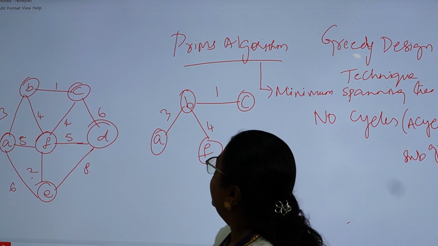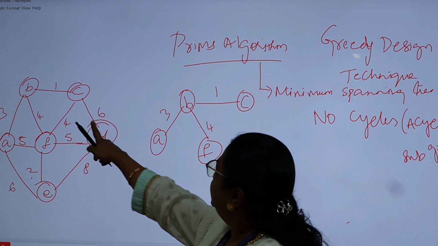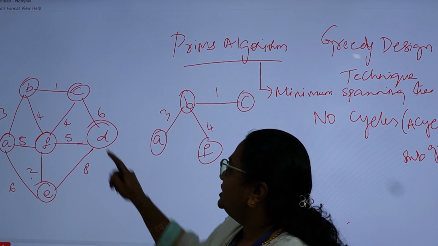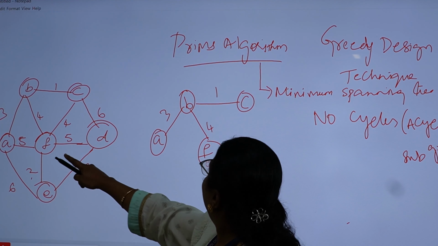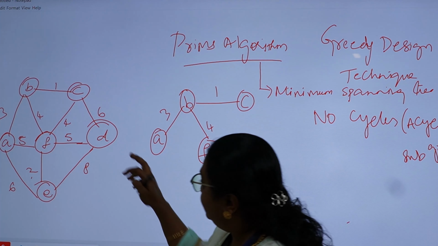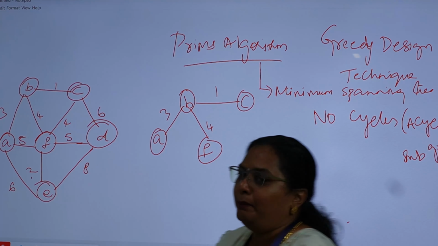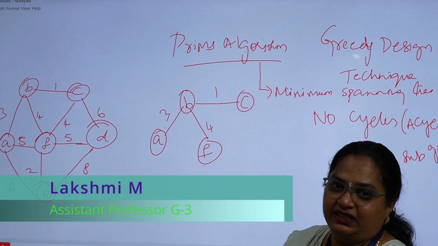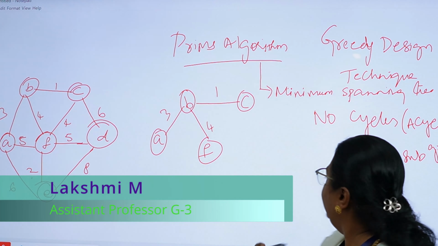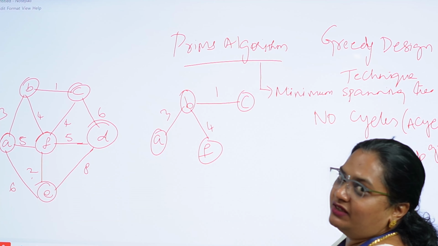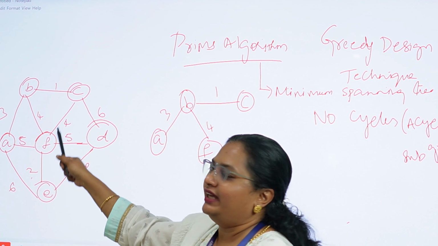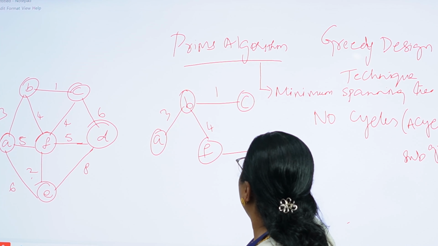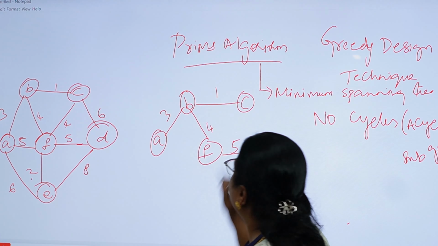Right? Now find out C to D is 6, F to D is 5. F to C is 4, which is minimum out of these 3. But if I connect F to C, it will form a cycle. And what is our intention? See to it that no cycles are formed. So we do not include F to C. We can include F to D. So F to D would be 5.